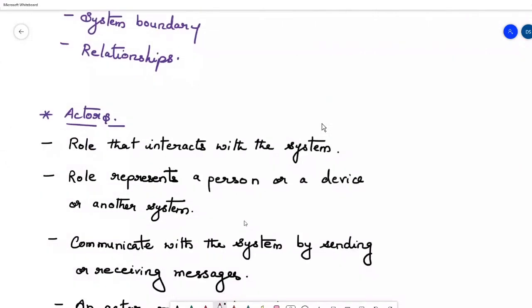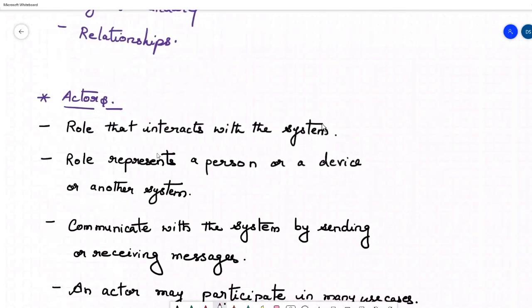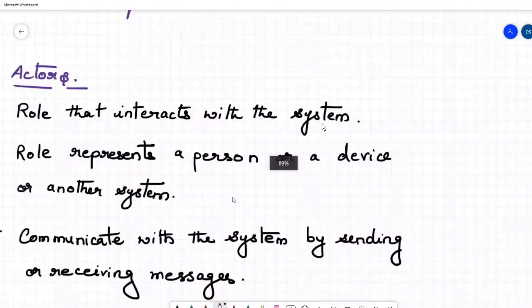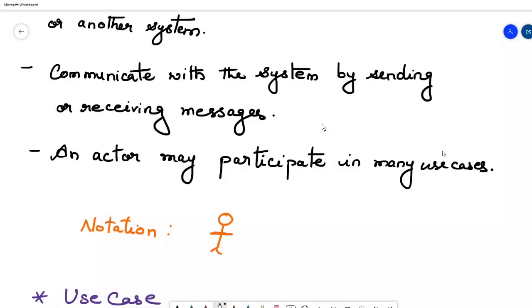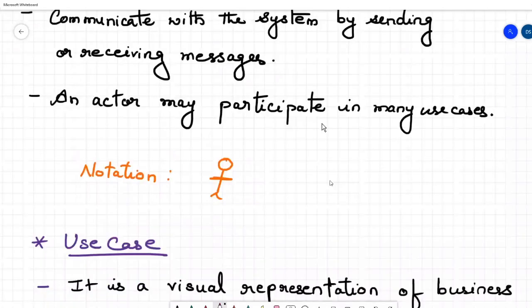So, actors: a role that interacts with the system. It is a role that represents a person, a device, or any other system. It usually communicates with the system by sending or receiving messages. An actor may participate in many use cases. An actor is denoted by this particular notation.